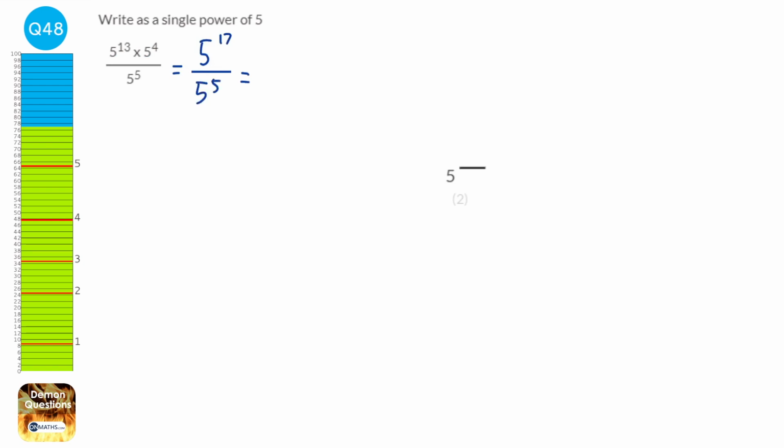Now, what a fraction is basically is a division. So it's 5 to the power 17 divided by 5 to the power 5. And the rules of indices say that when you've got two numbers of the same base, which we do here, and we divide them, we take away the powers. So we're going to do 17 take away 5, which is 12.